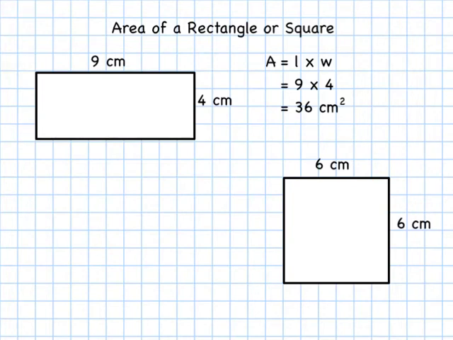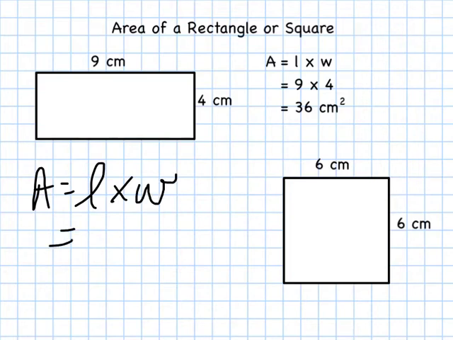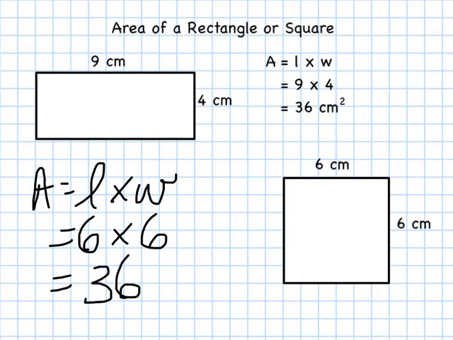Let's look at another example. So here we have a square, and the square has a length of 6 and a width of 6. And it's a square because the length and the width are the same number. So once again, I can write the formula that area equals length times width. I can substitute the numbers, and my answer again is 36 centimeters square. That's interesting that I got the same answer even though the dimensions are different. I want you to keep that in mind.